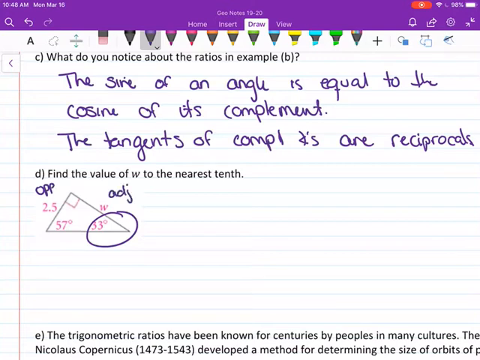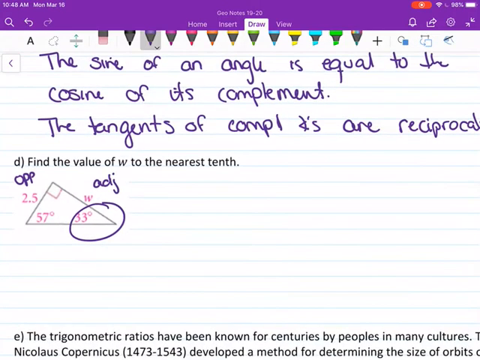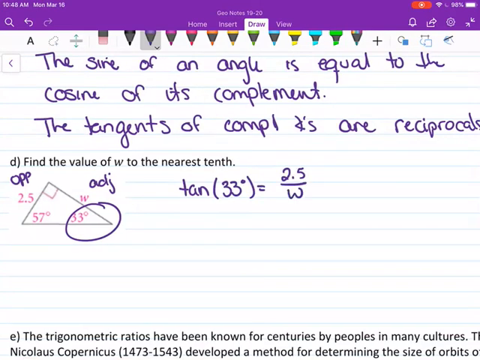So if angle 33 is my angle of interest, then 2.5 is my opposite side, and W is my adjacent side. So I have to go through which trig ratio, sine, cosine, or tangent, uses opposite and adjacent. Well, my tangent ratio does. So I would say that the tangent of 33 degrees equals the opposite, 2.5, over W. And now I need to solve that. So I'm going to multiply both sides by W to get rid of that fraction.